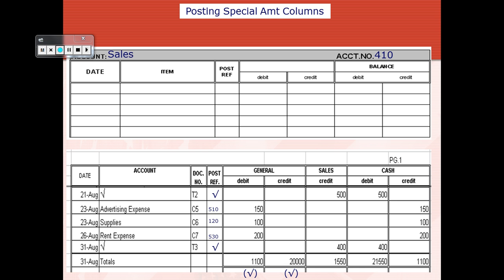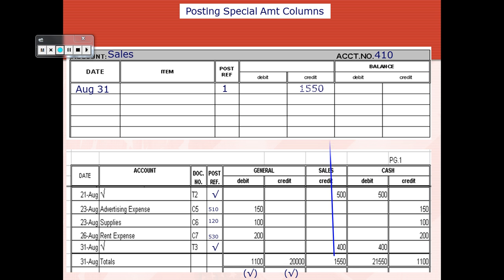And then you're going to come back to the journal on page 3 and write everything in that needs to go there as well. Okay, so we found our sales general ledger. Okay, first step, you take the date, just like before, transfer it up, August 31st. Second step, that page number goes in the post reference for the general ledger.